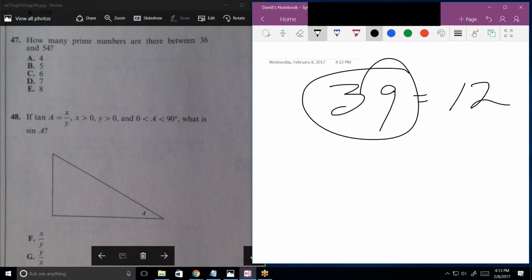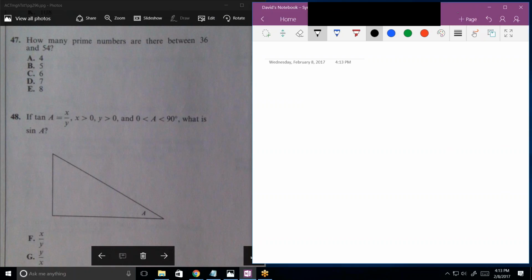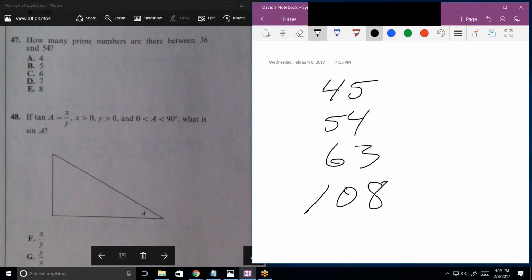There's also a rule of nines. 81, what do those add up to? 9. Any number that's divisible by 9, the digits will always add up to 9. 45 adds up to 9, 54 adds up to 9, 63 adds up to 9, 108 adds up to 9, 180 adds up to 9. So if you want to determine whether a number is divisible by 9, just add up the digits.